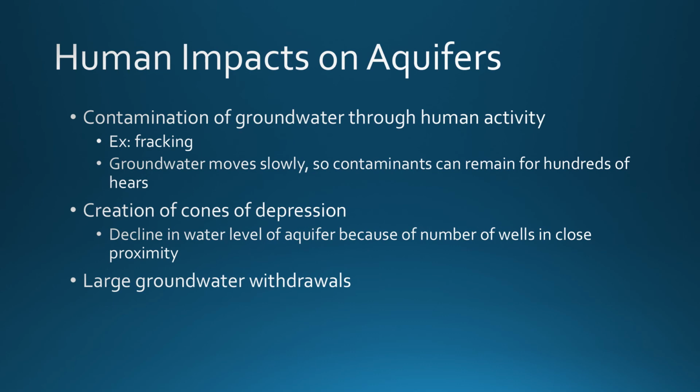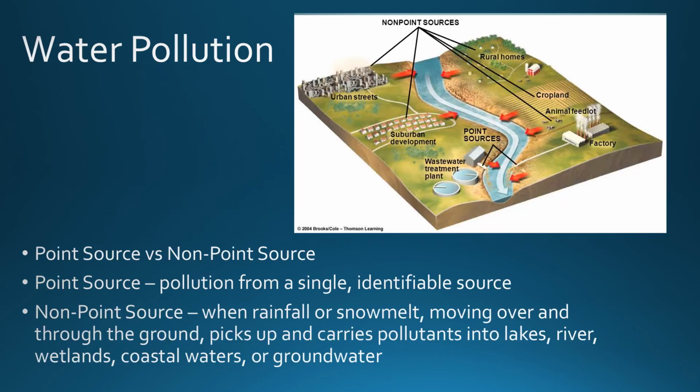So if you're putting a ton of confined and unconfined wells, like water table wells and artesian wells all in the same place, and everyone's drawing a lot of water, it can create these cones of depression, where there's a decline in water level in the aquifer and subsequently a decline in pressure because of how many wells there are, and it can make your well less effective. And then large groundwater withdrawals are also a pretty significant concern.